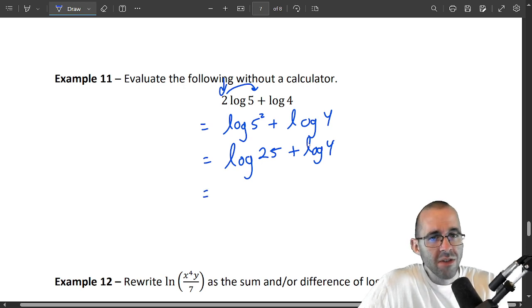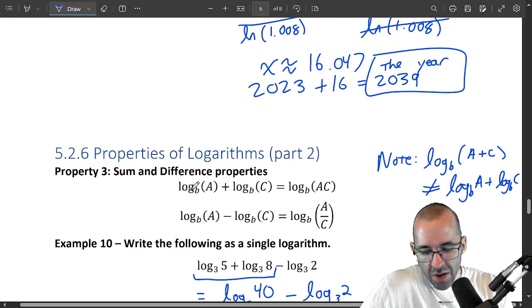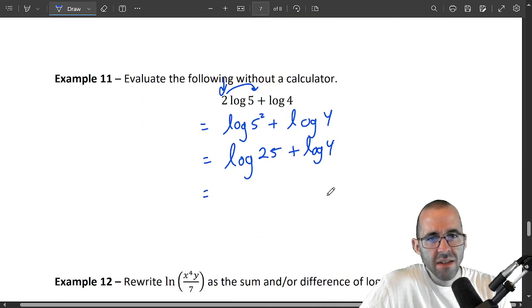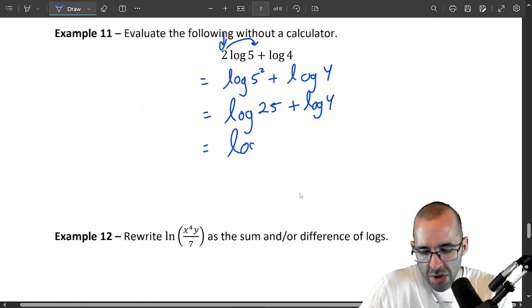Now we have 2 logs that are just by themselves added together. We can use that addition property. Right, the log of one thing with a base, as long as the log doesn't have anything else going on, plus the log of another thing with the same base, just multiply their insides. We multiply their insides, 25 times 4.